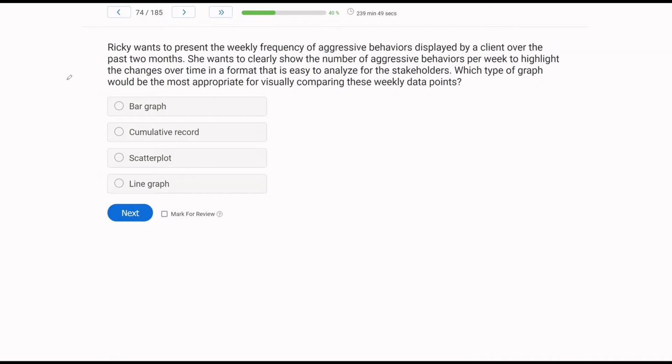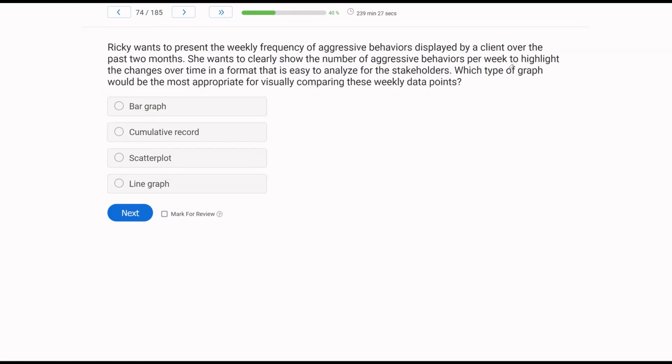Ricky wants to present the weekly frequency of aggressive behaviors displayed by a client over the past 2 months. She wants to clearly show the number of aggressive behaviors per week to highlight the changes over time in a format that is easy to analyze for the stakeholders. Which type of graph would be the most appropriate for visually comparing these weekly data points?